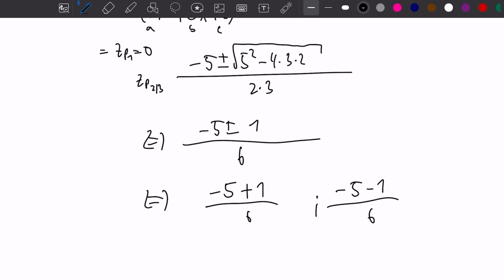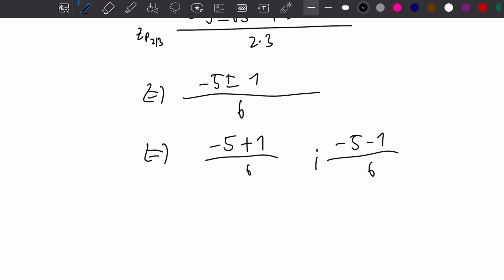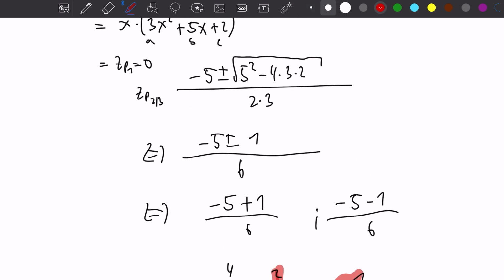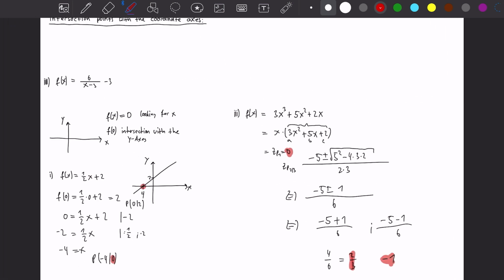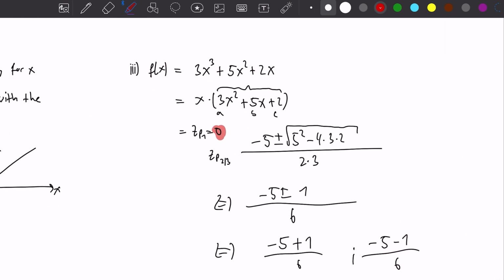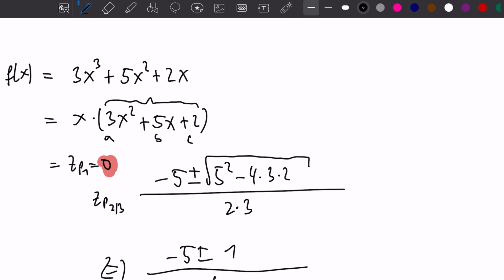So the first is 4 over 6, we can cancel 2 out, so 2/3, and this here is just -1. So we have 3 zero positions here and here. These are the zero positions at the x-axis, and now it's pretty easy for the y-axis.